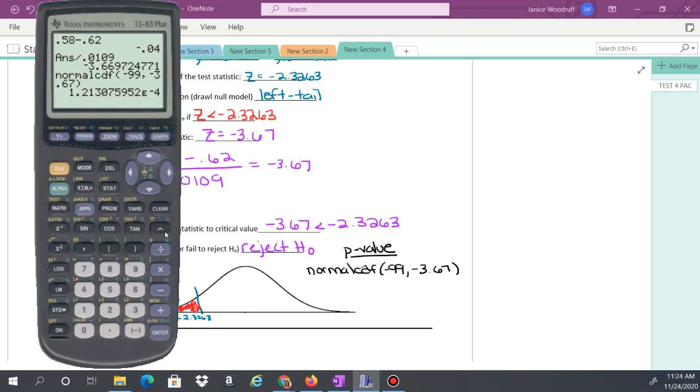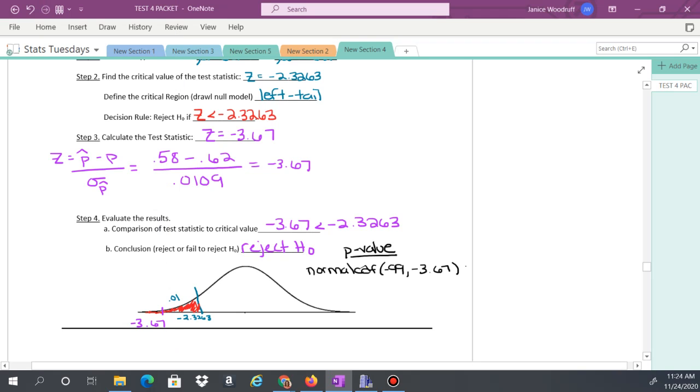And that should be close to 0 again. We get three zeros and a 1, so 0.0001. Compare that to the alpha, which was 0.01. It is less than alpha, so you reject.